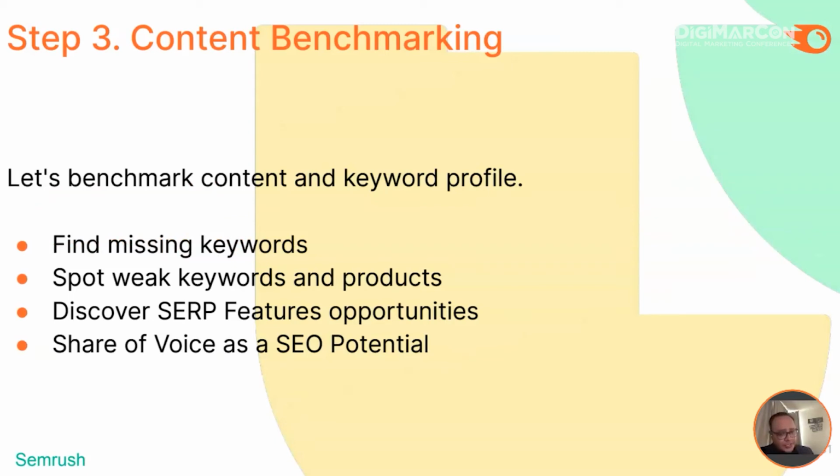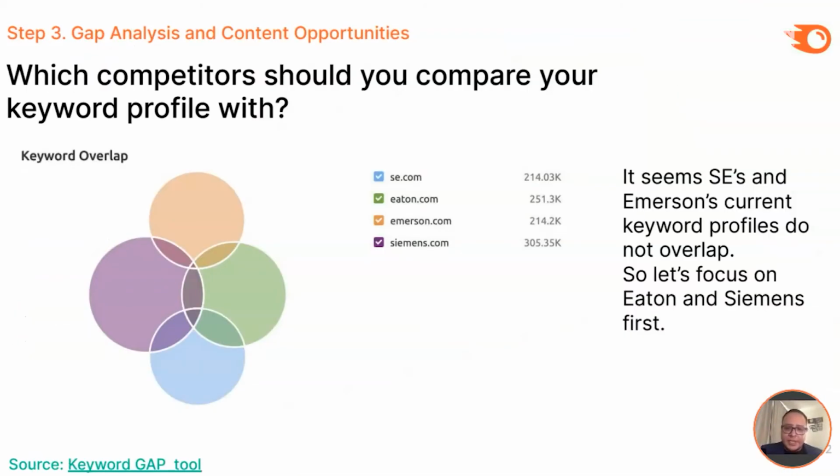That's the ugly part. You still need to understand the missing keywords. You need to spot the weak keywords, discover the search features, and see what the share of voice is as an SEO potential matter, right? For doing this, watch which keywords they have in the most competitive part among all your competitors. Here you can see the gap analysis, this is the keyword gap tool. You can see that the intersection of all these circles is what you need to use in order to understand what is happening in your industry.